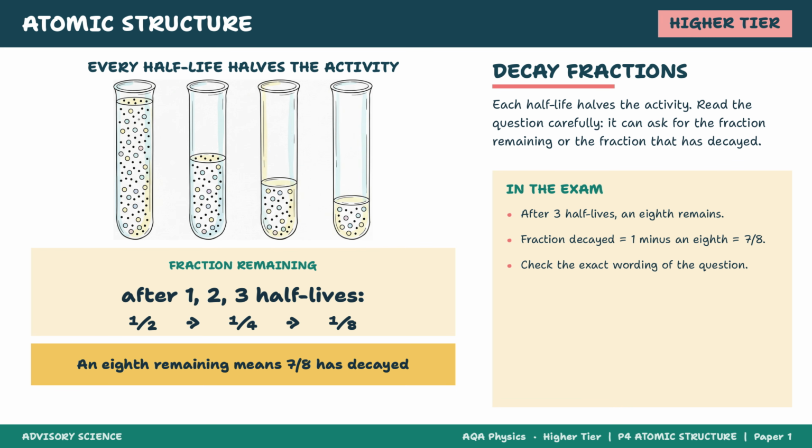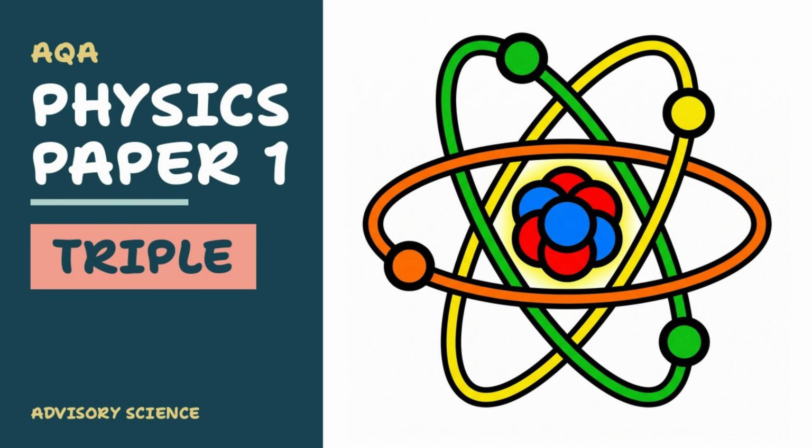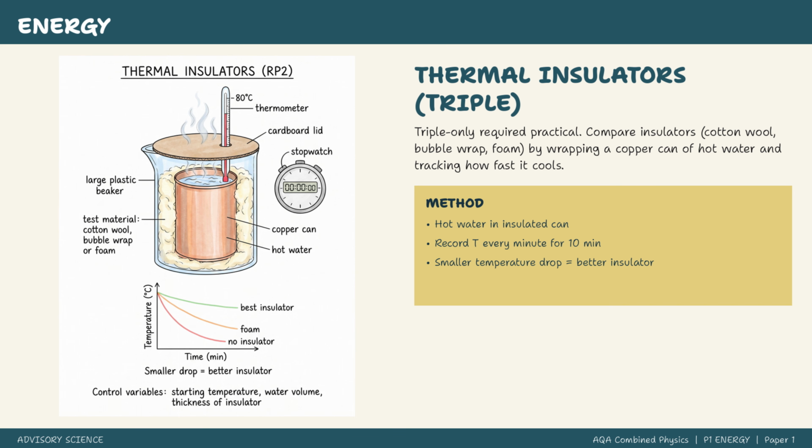If the question asks what fraction of the sample remains radioactive after 3 half-lives, the answer is 1/8. However, if it asks what fraction has actively decayed, you must subtract that from the total, making the correct answer 7/8.